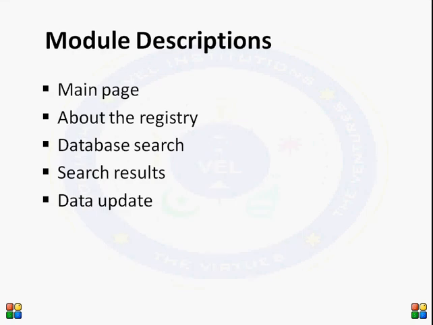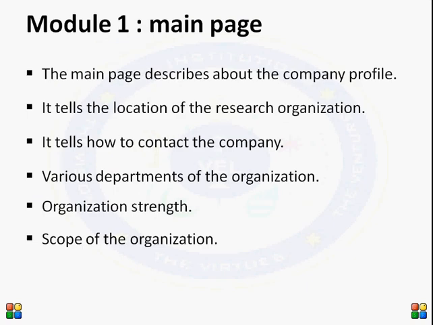Module descriptions. Following modules are there in this project: main page, about the registry, database search, search result, data update. Module 1, main page. The main page describes the company profile. It tells the location of the research organization. It tells how to contact the company, various departments of the organization, strength, scope of the organization.